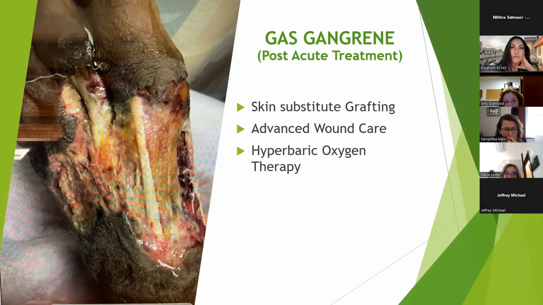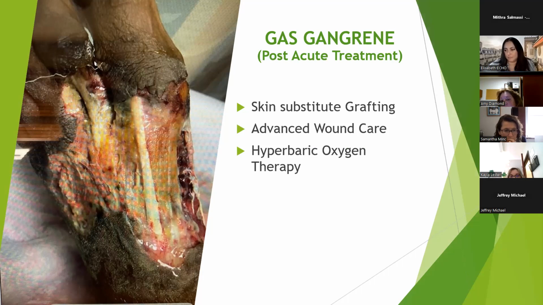So when we have these deeper and extensive types of wounds, one of the things that is often done once the infection is cleared is skin substitute grafting. And there are various products that can be placed intraoperatively or in the clinic. This gentleman got intraoperative Theraskin, which is cadaver skin, and he did very well. I put advanced wound care as post-acute treatment because this is going to require a lot of frequent visits and reassessing.